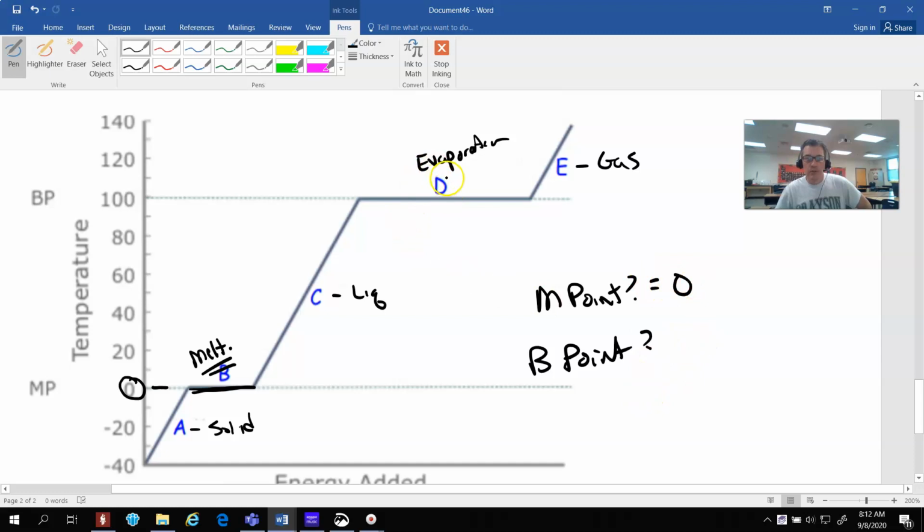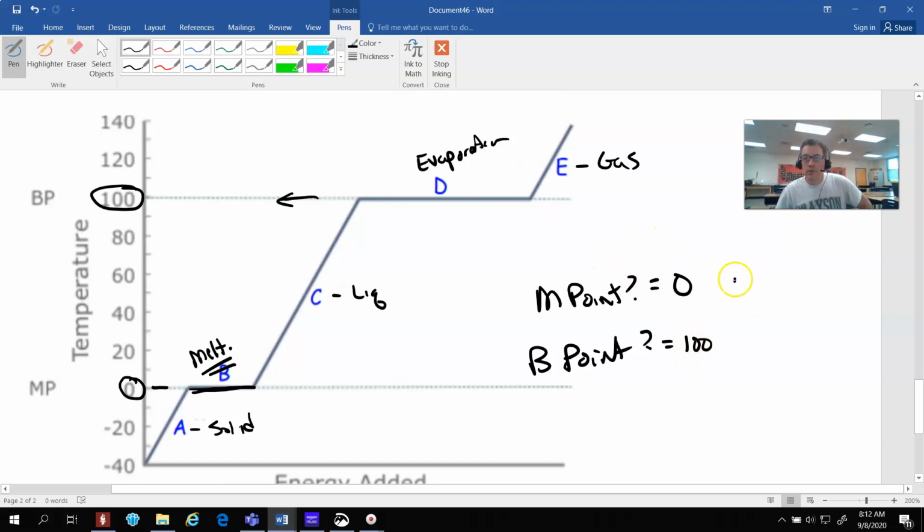The boiling point, the same thing. This flat line is while it's boiling, so we just need to say what temperature this is occurring at, and this temperature is occurring at 100 degrees. So the boiling point would be 100 degrees.